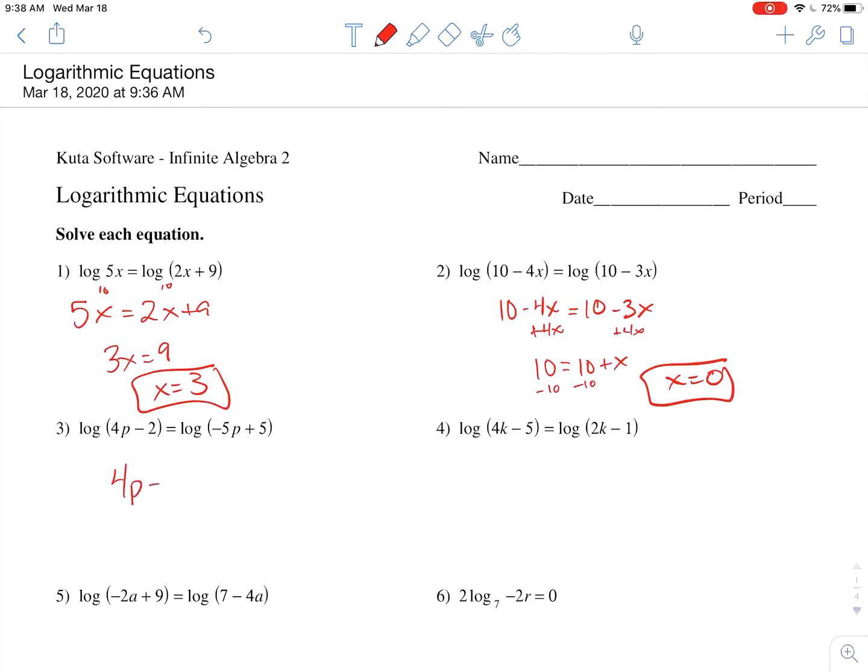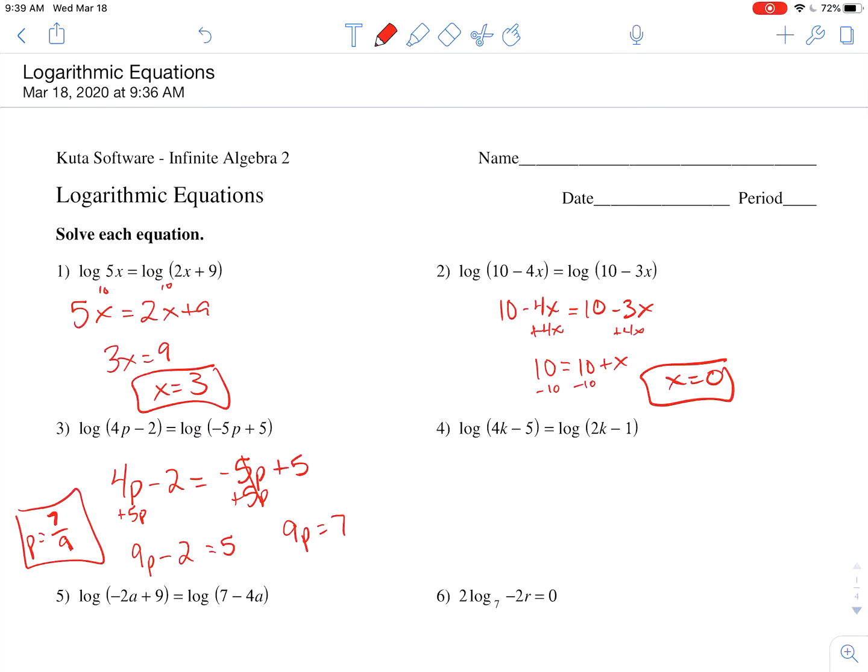Same thing, I've got the same base, so 4p minus 2 equals negative 5p plus 5. Let's combine our like terms. So we can add 5p. 9p minus 2 is 5. 9p is 7. So p must be 7 over 9.